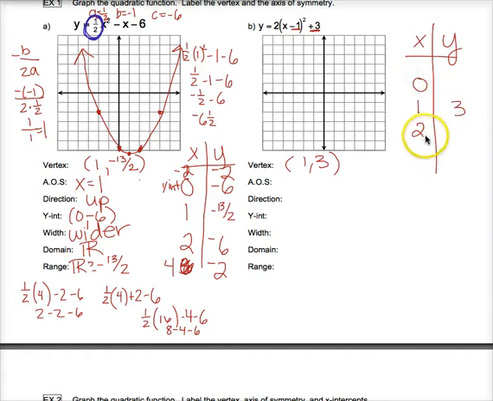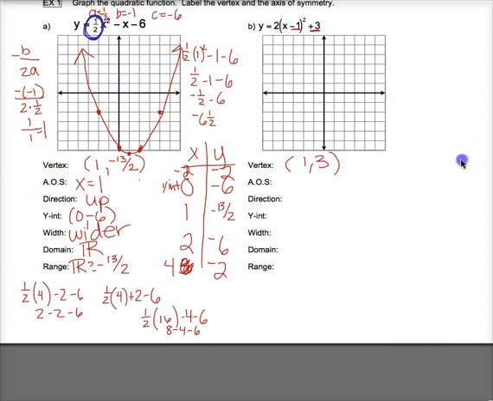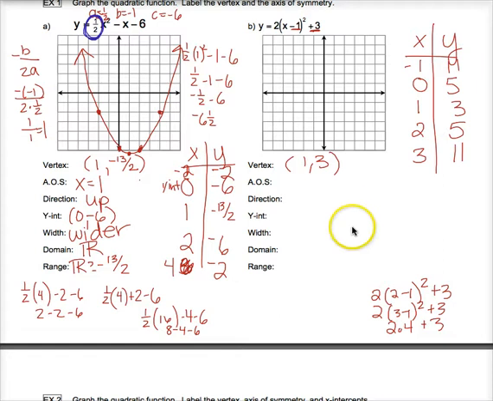So if I plug in 2, I'll do the work down here. 2 times 2 minus 1 squared plus 3. 2 minus 1 squared is just 1. 2 plus 3 is 5. When I plug in 0, 0 minus 1 is negative 1. Squared is 1. So that also gives me 5. If I go to the next ones, negative 1 and 3, if I plug in 3, 3 minus 1 is 2. 2 squared is 4. So I've got 2 times 4 plus 3, which is 11. I get the same thing when I plug in negative 1.